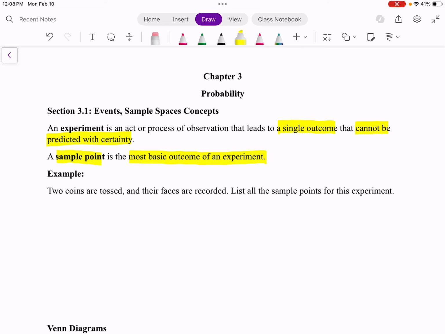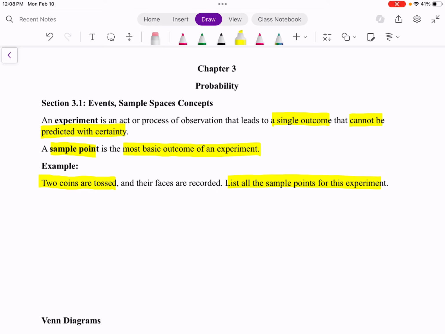Now let's take an example. 2 coins are tossed and their faces are recorded. List all the sample points for this experiment. What is the experiment here? In this example, 2 coins are tossed and their faces are recorded, and we are listing every sample point for this experiment. What is the experiment? Tossing a coin, right? So tossing a coin is an experiment.